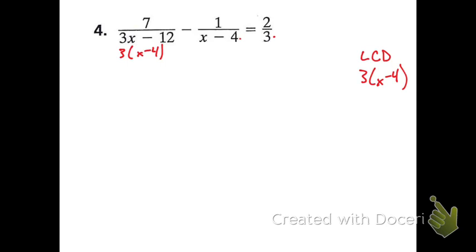So let's talk about restricted values. All you have to do is set x minus 4 equal to 0 to figure out what x cannot be, and x cannot be 4. So if we end up with that, that's a problem. We'll just have to put no solution if we end up with that, but let's see where we go.